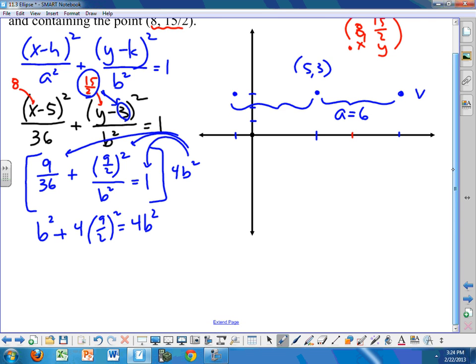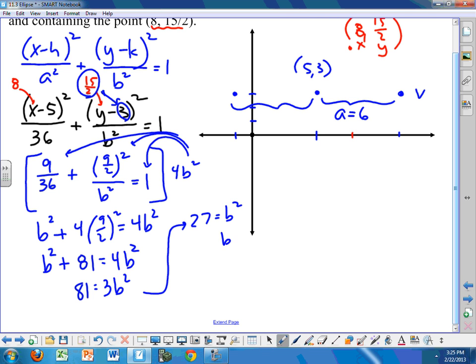Continuing on, we see here that the b squared is going to be just fine the way it is. In the second case, the 4 cancels with the denominator 4, giving us just 81, and that's 4b squared. Or 81 equals 3b squared. Finishing this out, 27 is b squared, so b is 3 radical 3. All right, that takes care of business on that.